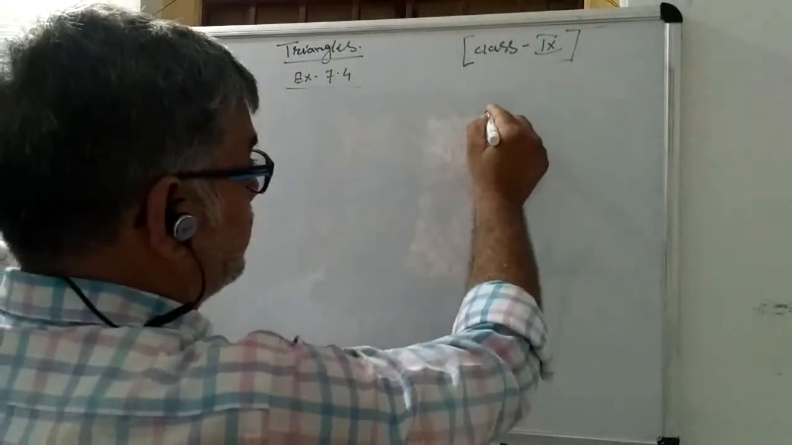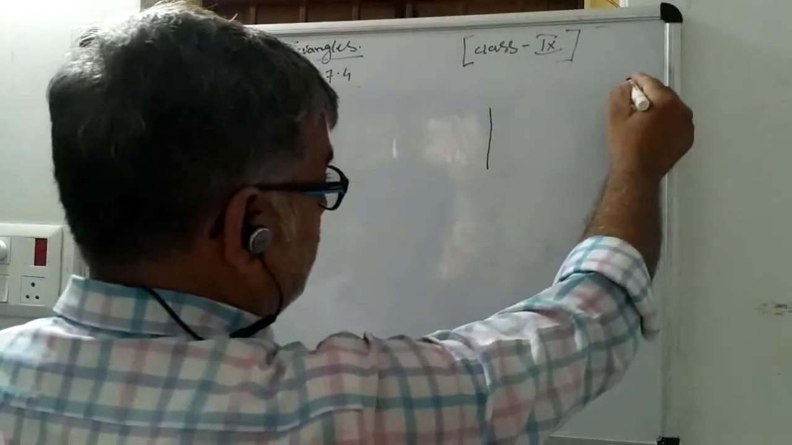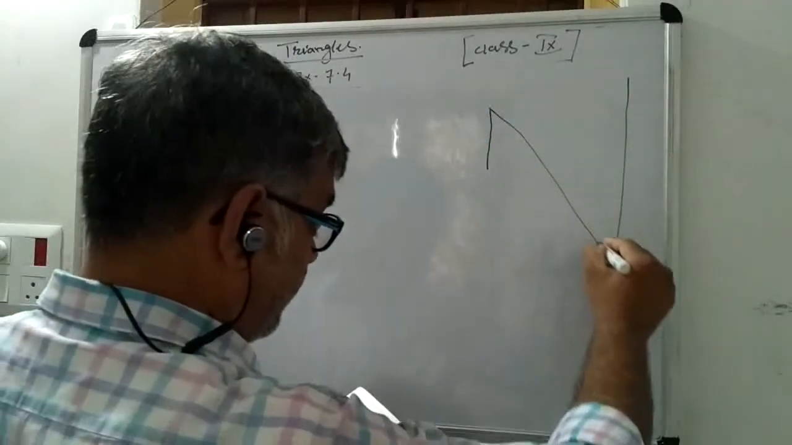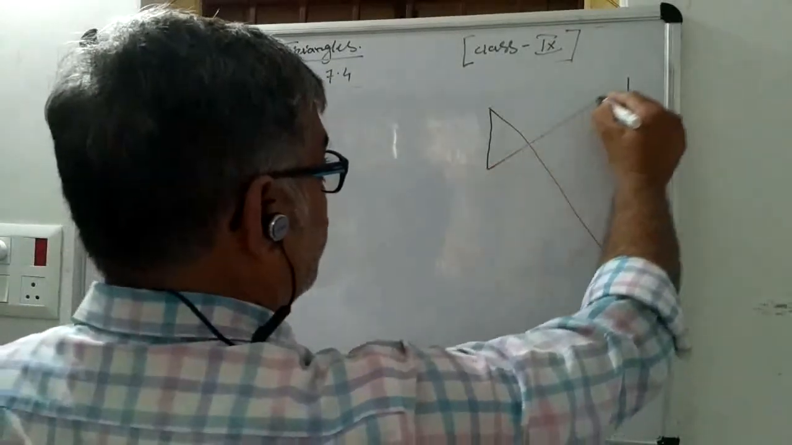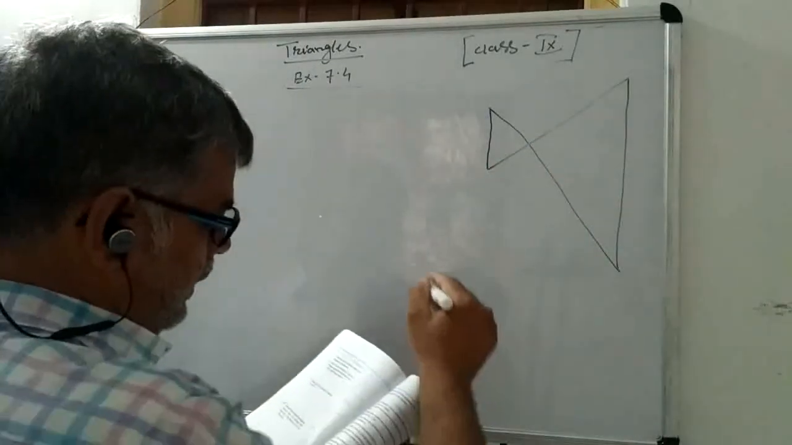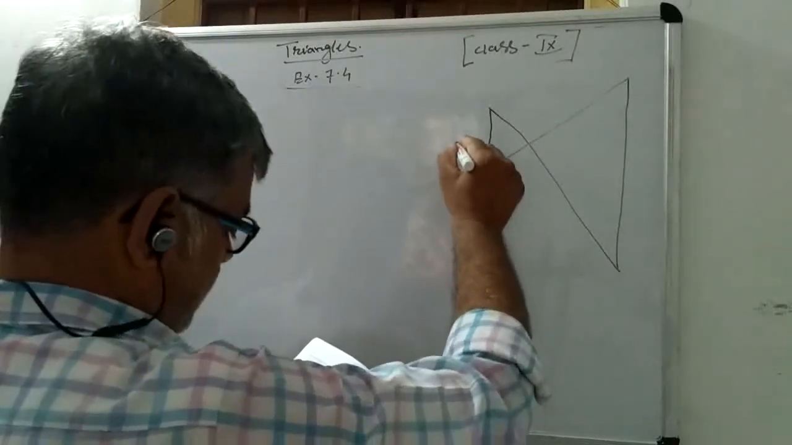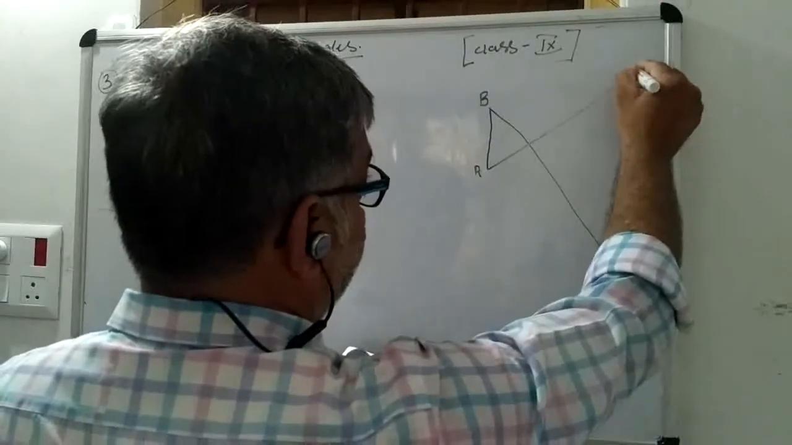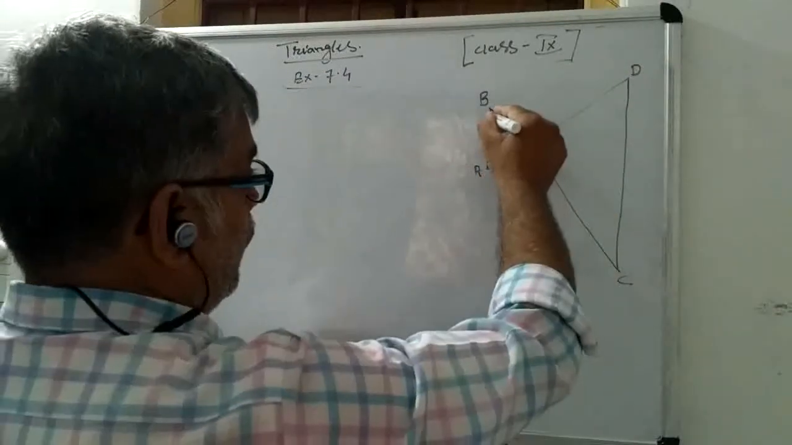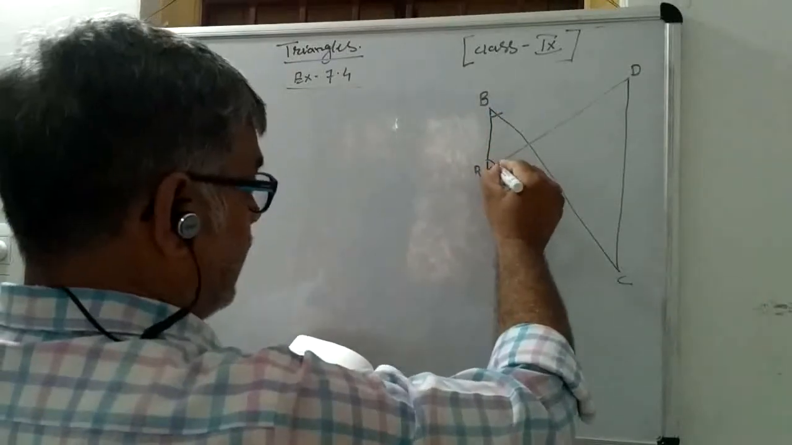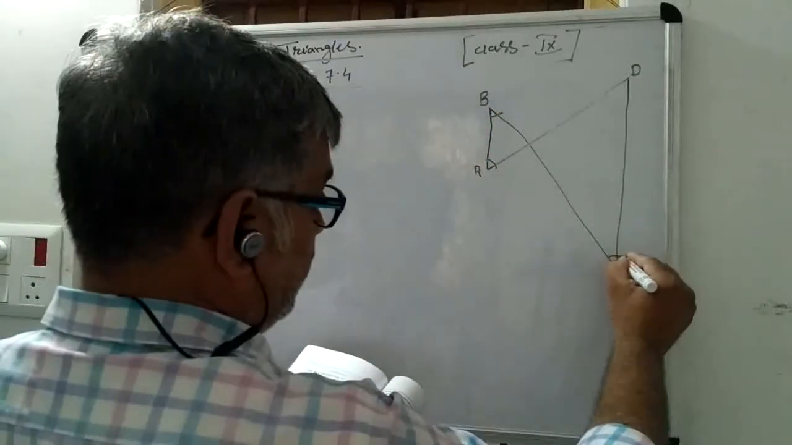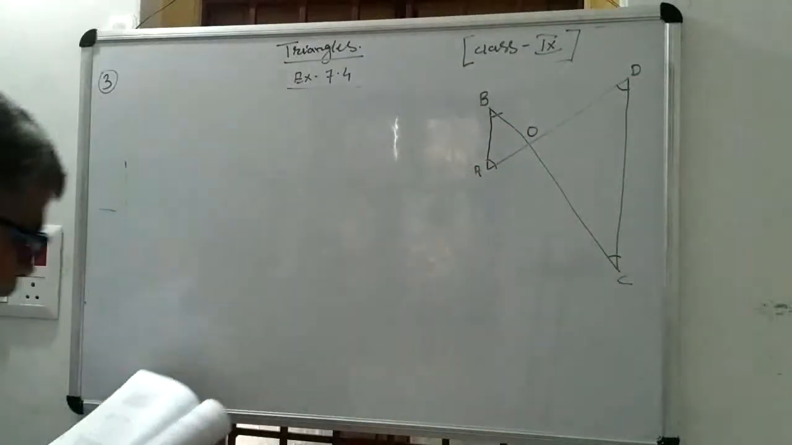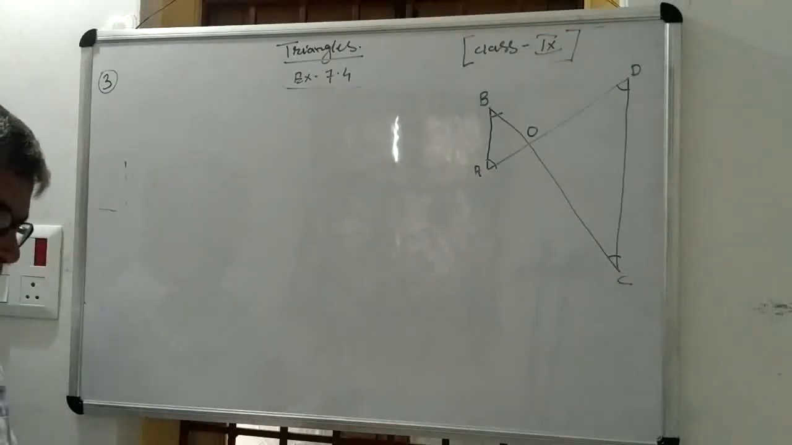The figure is this. Suppose these are the two line segments joined in such a manner. Label them A, B, C and D, intersecting at O. This is your question number 3.